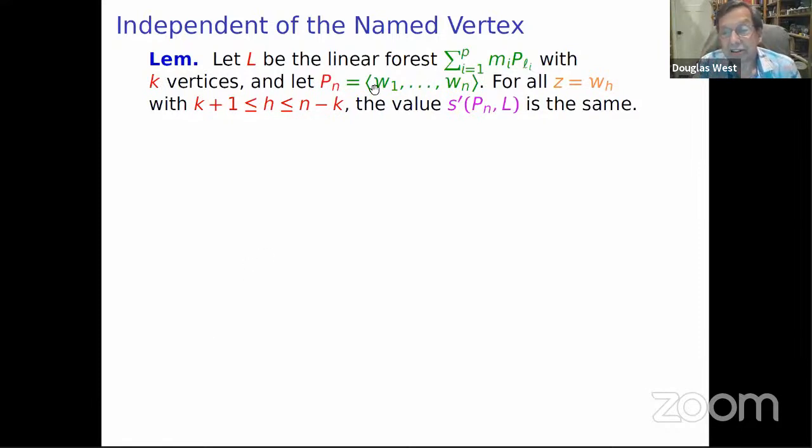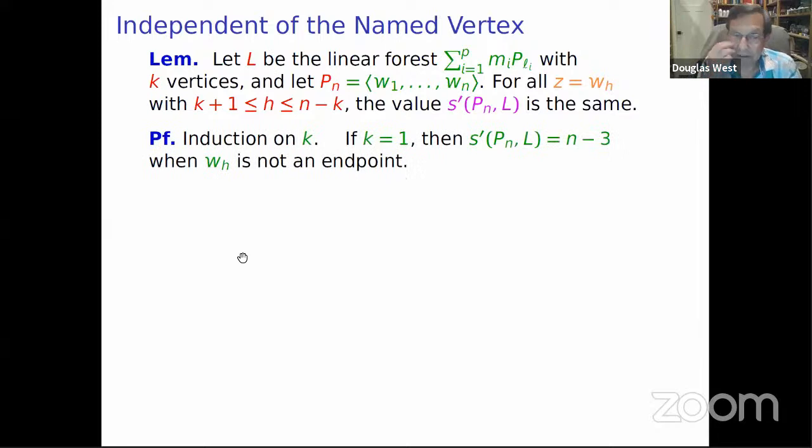So this is a technical statement of what we're proving. Basically we're saying, if we have a path with n vertices, and any linear forest that we want to look at, then having that linear forest plus Z as an isolated vertex, where Z is one of these vertices W sub H, will always give us the same count as long as H is far enough away from the ends.